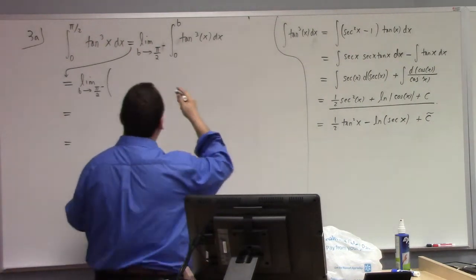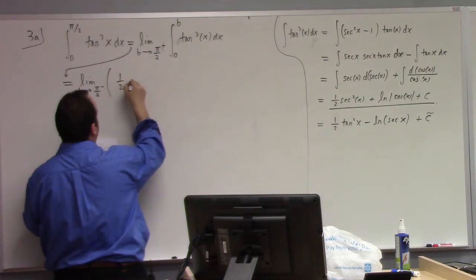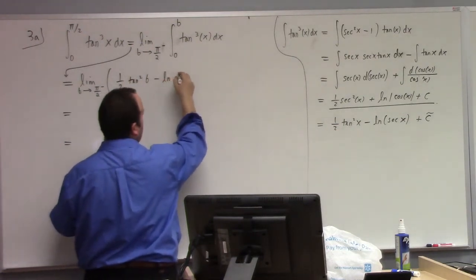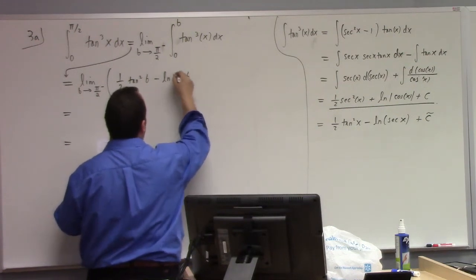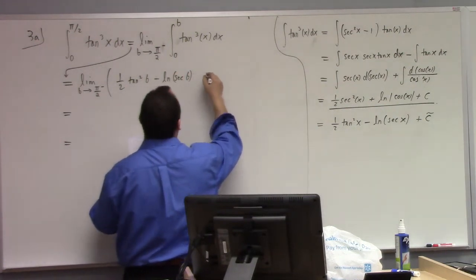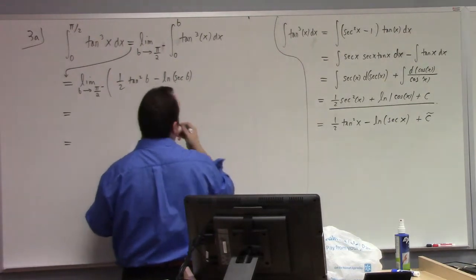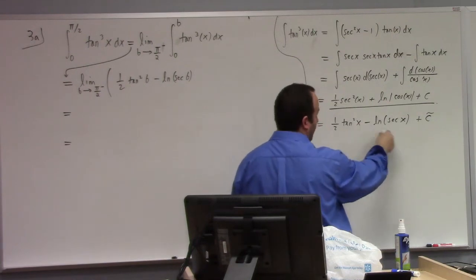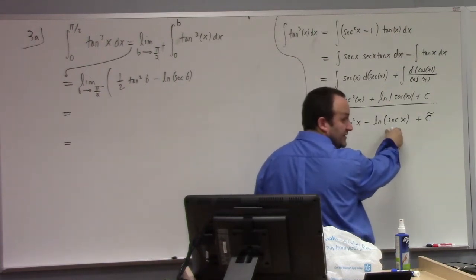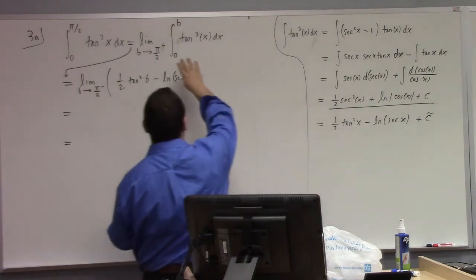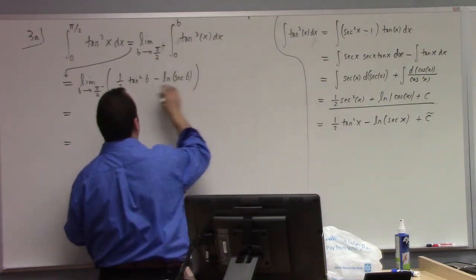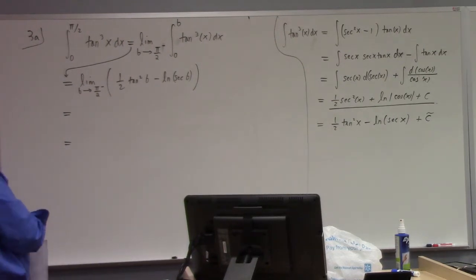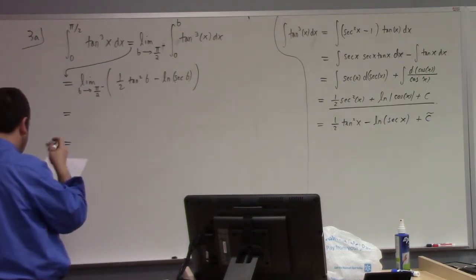All right, so this would be what? 1/2 tangent squared b minus the natural log of the secant of b. And then what happens when we plug in 0? Tangent of 0 is 0. Natural log of the secant of 0 is the natural log of 1, which is 0. So the lower limit here in FTC2 doesn't contribute anything. We get to this, already an improvement over my choice of antiderivative. Then what's he do? All right, so it's infinity minus infinity.